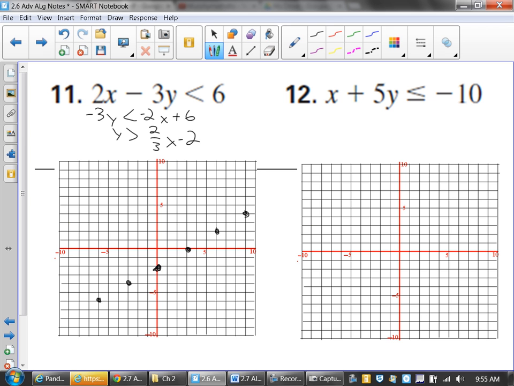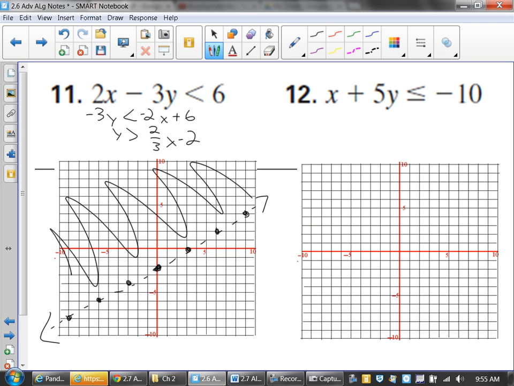I seem to lose count sometimes, so I'm sorry. Is that a solid or a dotted? Yeah, color the top one. Test it. Is 0 minus 0 smaller than 6? Okay? You don't have to show the test if you don't want to. It's not the end of the world.